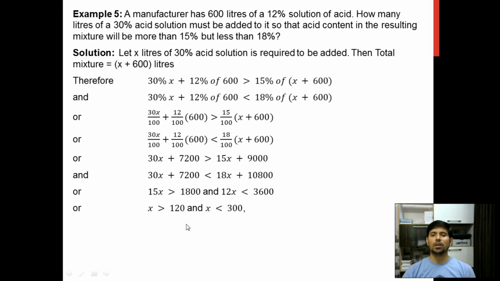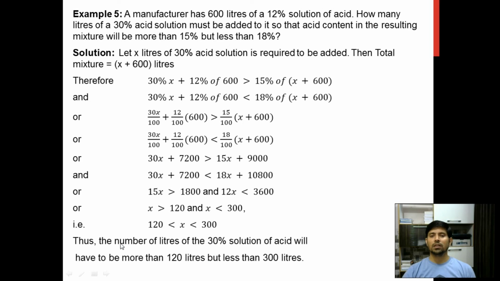So on combining this and this relation we got that the x value is greater than 120 but less than 300. So we can say that the 30% solution of acid will have to be more than 120 liters but less than 300 liters. This is the simplest way how we can solve this type of question. So one more question I am going to discuss of the same kind.